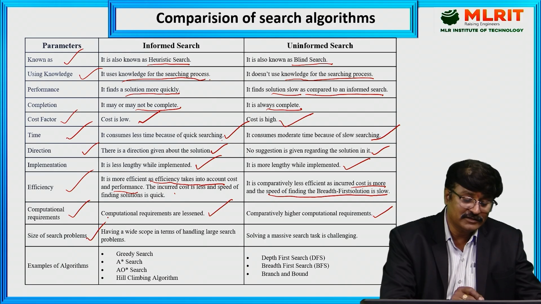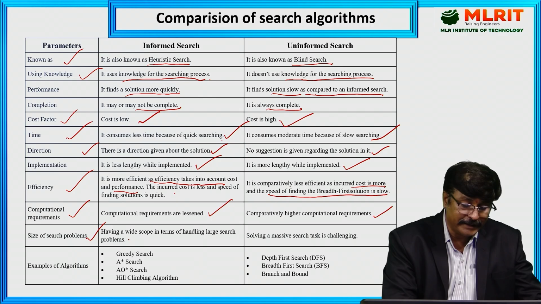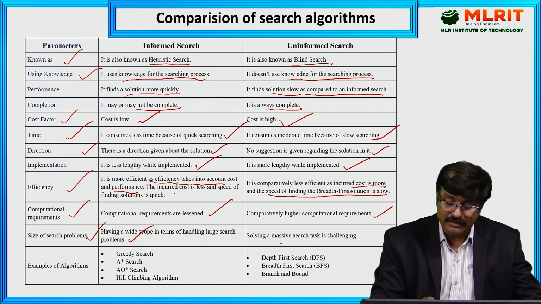So these informed search algorithms, whatever the complexity, large complexity problems also they can handle. Whereas this one doesn't support large complexity problems; it supports only small problems, small complexity only.